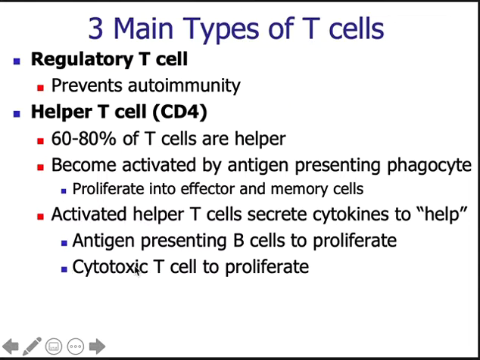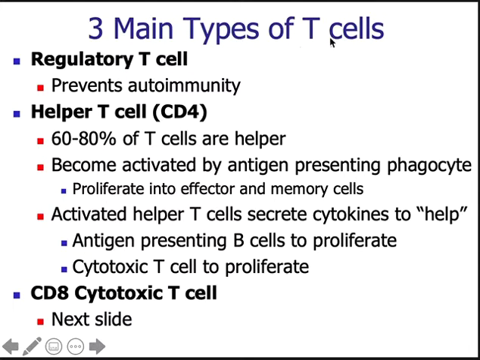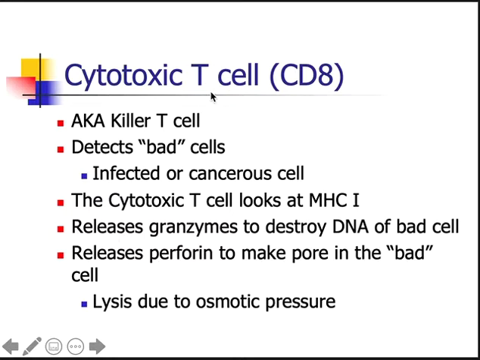If it was a cytotoxic T cell that is around, then these cytokines are going to tell the cytotoxic T cell to proliferate. And then you have another type of T cell, the CD8 cells, and that's the cytotoxic T cell. Cytotoxic T cells, aka killer T cells, will detect bad cells. This is how we constantly kill cancerous or infected cells. When a cell becomes infected or cancerous, its self-tag gets funky. The MHC1 tag gets weird, and that's going to allow the cytotoxic T cell to detect it.